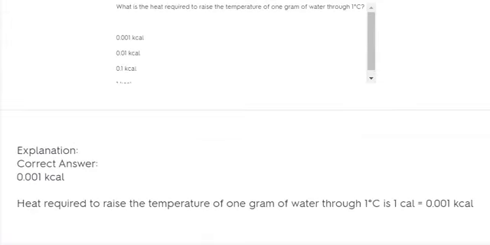What is the heat required to raise the temperature of 1 gram of water through 1 degree Celsius? 0.001 kilocalories, 0.01 kilocalories, 0.1 kilocalories, 1 kilocalorie. Explanation. Correct answer: 0.001 kilocalories. The heat required to raise the temperature of 1 gram of water through 1 degree Celsius is 1 calorie, which equals 0.001 kilocalories.